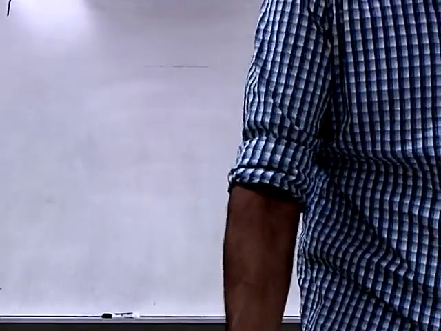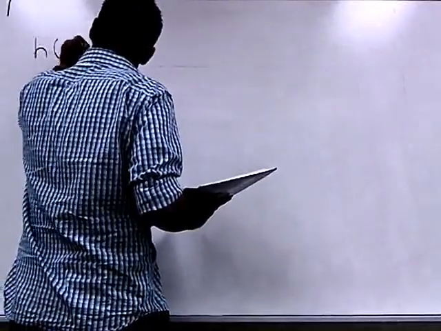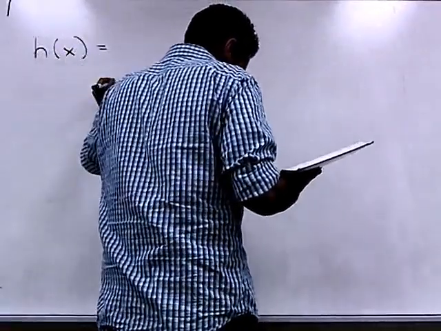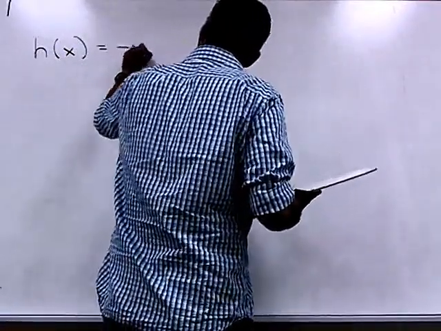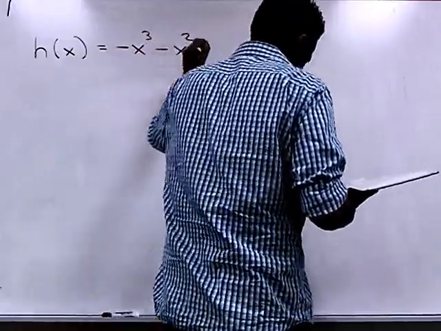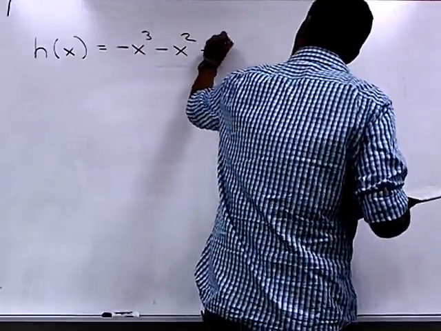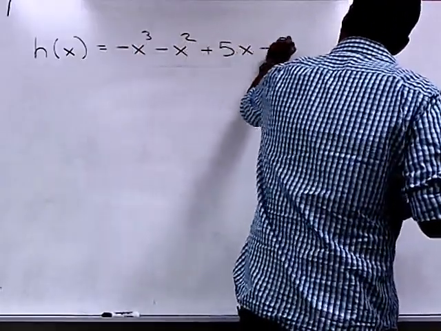So number 61, it gives you a function h of x equals negative x cubed minus x squared plus 5x minus 3.